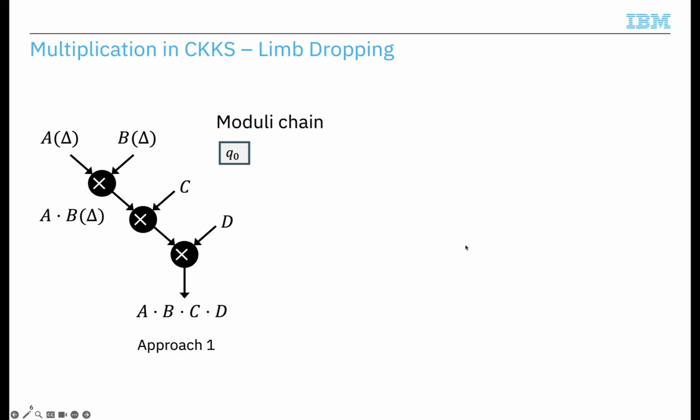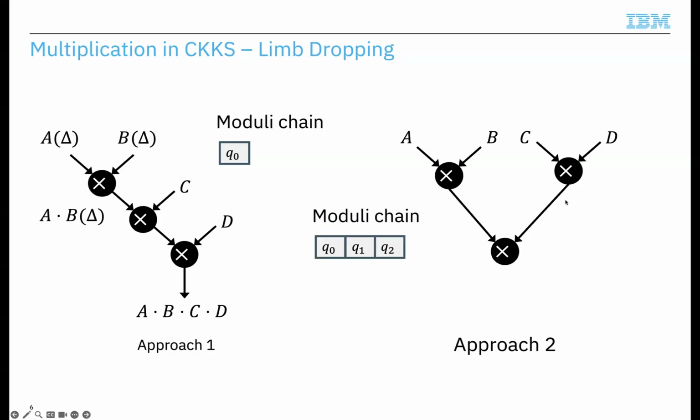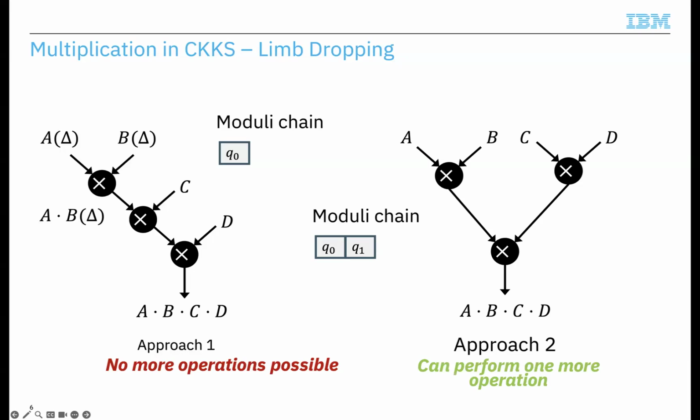But one could do some compiler transformations to reorder these operations, and approach 2 shows that. If you multiply AB and CD in parallel before multiplying them together, you'll notice that you have one extra modulus in the chain remaining. What that means is in the left case, you have no more operations possible. In the right case, you can perform one more operation. So in this simple example, it looks like a very insignificant saving, but in reality, such compiler transformations play an important role.